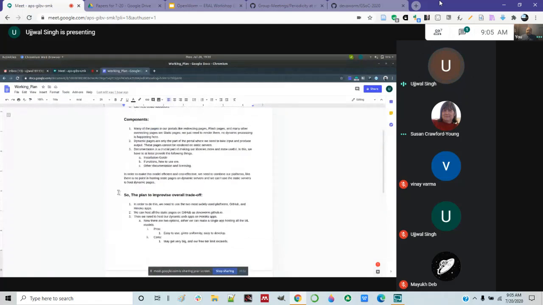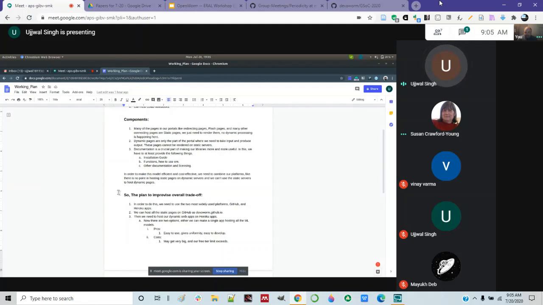To make this model very efficient, we have to mix the approaches. We can't only rely on static servers. We can rely on dynamic servers only, but there is no point in hosting a static page on a dynamic server. Dynamic servers have a very short free range. They are only providing 1 GB of disk size, and there are some downtimes and all these things. So we can't put all our things on dynamic servers and we can't put all our things on static either. So we have to mix the things.